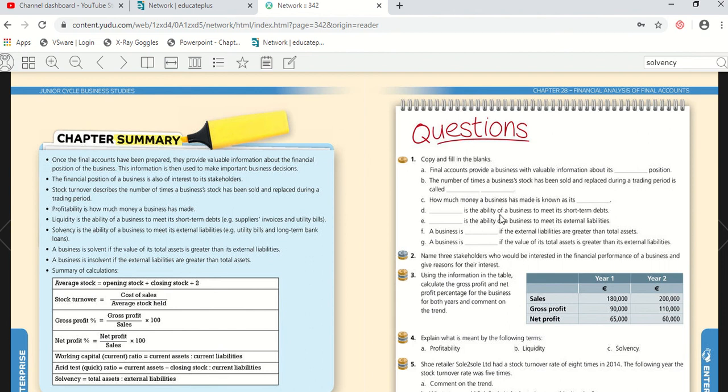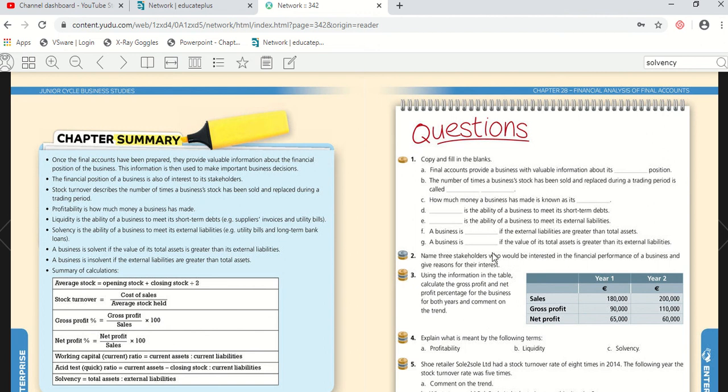And solvency is the ability of a business to meet its external liabilities, or long-term liabilities, or overall liabilities, I suppose. Then a business is insolvent if the external liabilities are greater than the total assets. So if they have more liabilities than assets, they're insolvent, whereas it is solvent if the value of its total assets is greater than external liabilities or total liabilities. So they're solvent in question 1, part G.